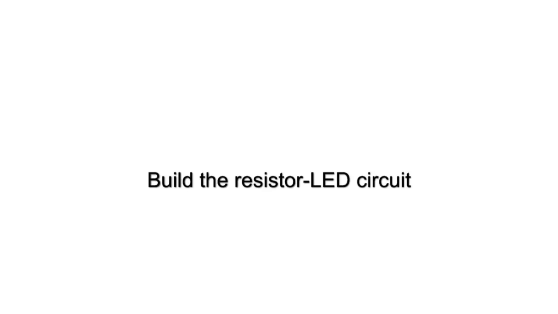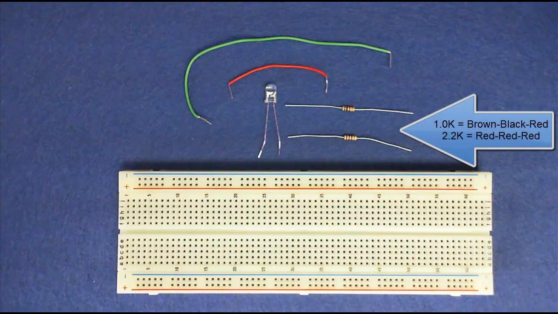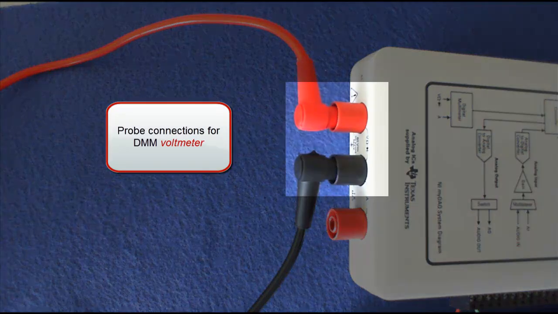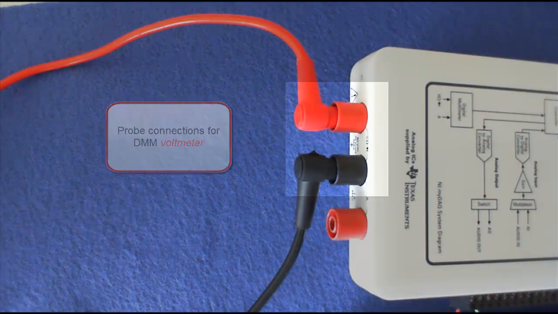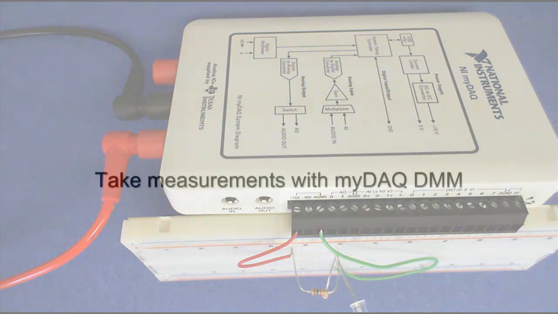All right, now let's build this resistor LED circuit and take some measurements in MyDAQ. You'll need the following parts: a couple wires from your jumper kit, the LED itself, and two resistors, brown, black, red, and red, red, red. Make sure your DMM probes are connected to read voltage. And also, this is where you take your connections for 15 volts and ground. You'll be using the analog ground, or a ground in this case.